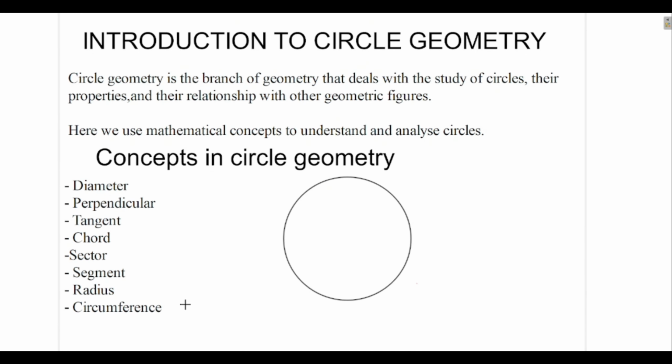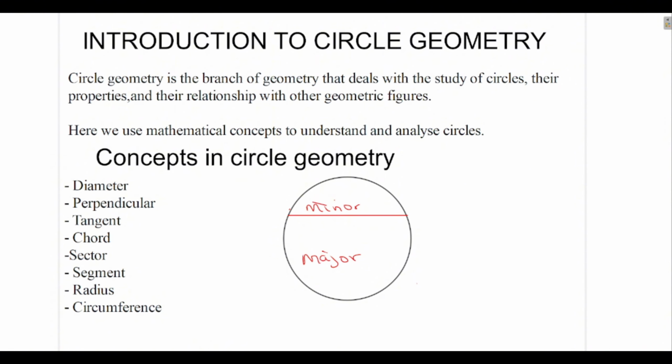For the segment, a segment is formed when a chord divides a circle into two parts. So this is a minor segment and this is a major segment. Remember the difference between sector and segment. A sector is when two radii divide a circle into parts. A segment is when a chord divides a circle into parts.